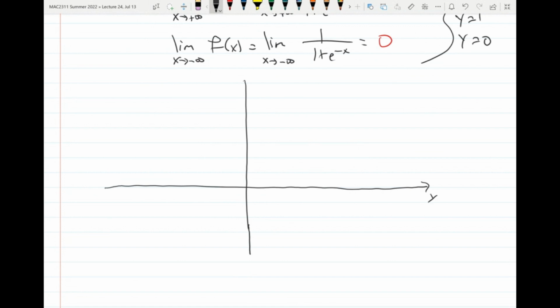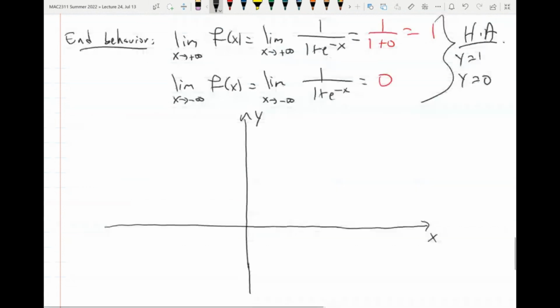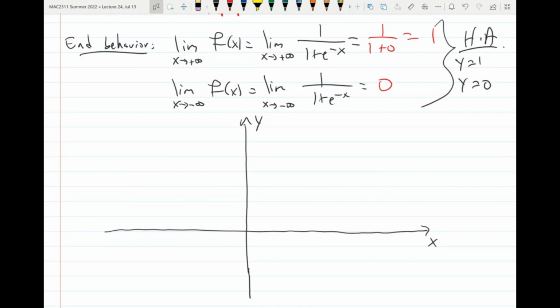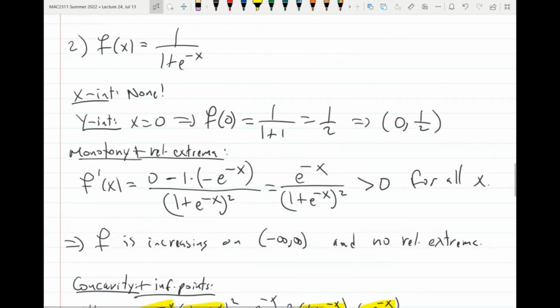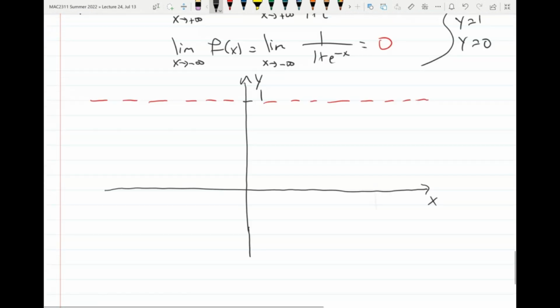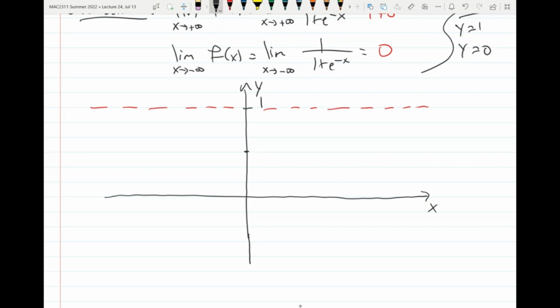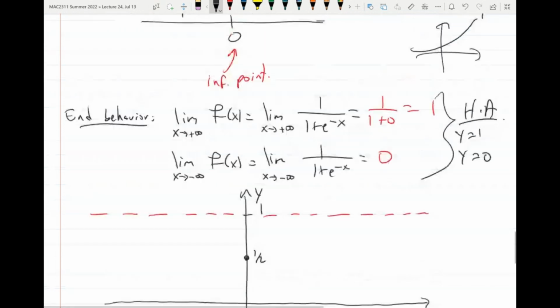So x and y. Remember, draw your asymptotes first. So y equals 0, okay, that's the x-axis. Then y equals 1. I'm going to put 1 up here. So these are our asymptotes. Important points: we found a y-intercept somewhere in here. That was (0, 1/2). So we have to go through this point, and then that's it.